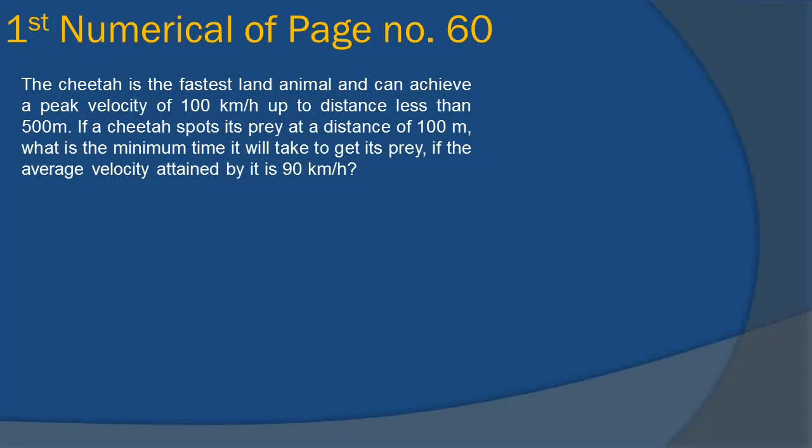Okay. Now, if a cheetah spots its prey at a distance of 100 meter, what is the minimum time it will take to get its prey if the average velocity attained by it is 90 km per hour? Clear? Actually, now I am using Hindi so that the concept will be clear.